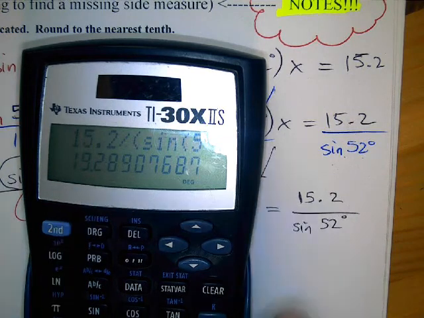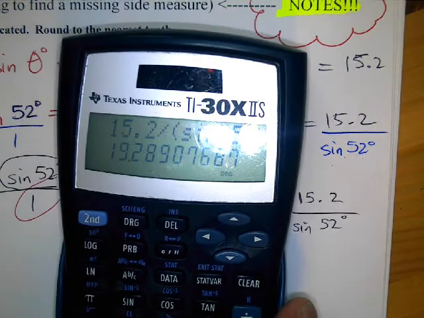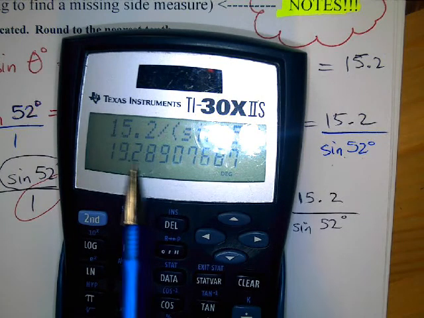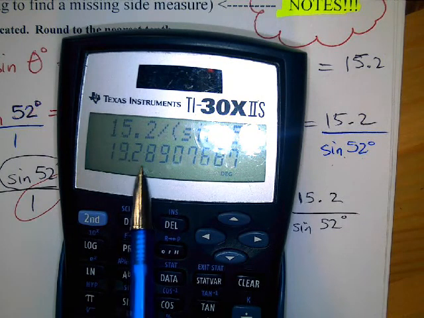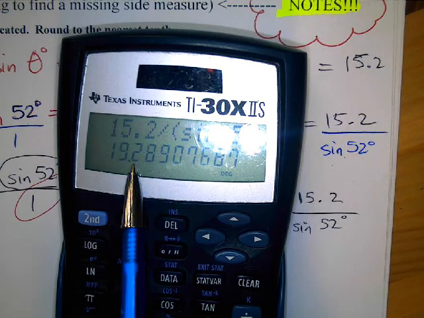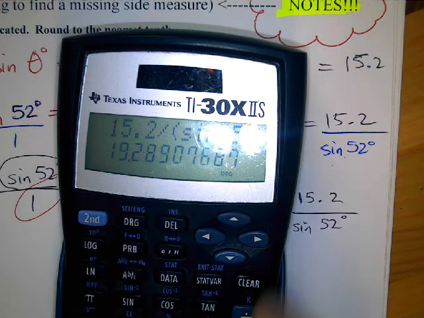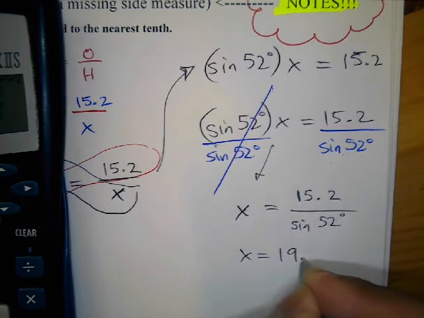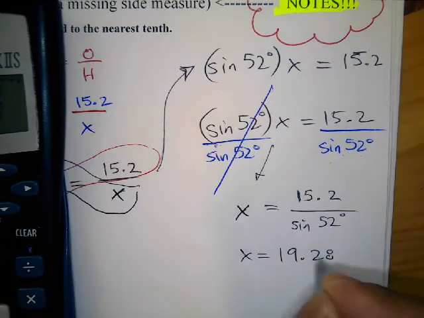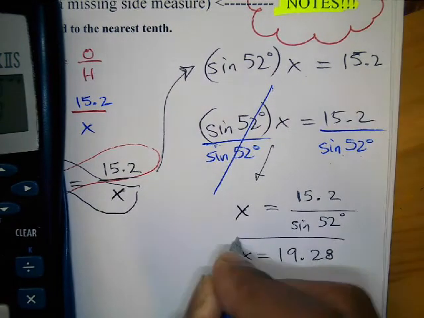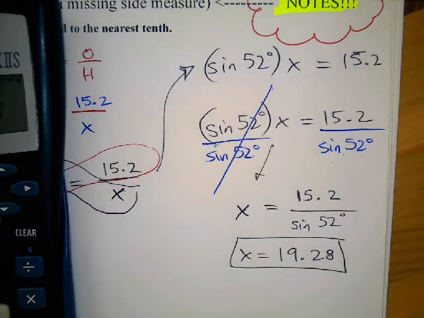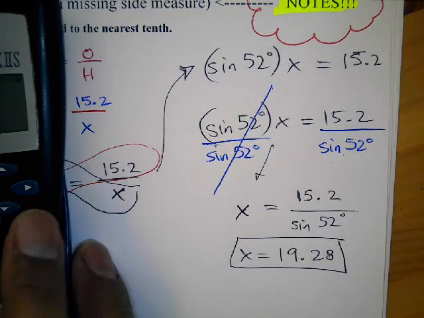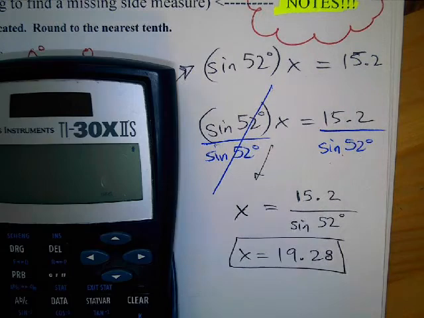I got 19.28. The answer sheet says 19.3, but if you round off, because they're rounding off to the nearest tenth, the 8 would bump this 0.2 to a 0.3, but it's correct. If you put 19.28 or if you put 19.3, it's fine. I'm not going to mark it wrong, as long as you're in that close range.